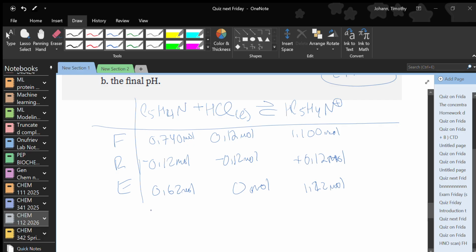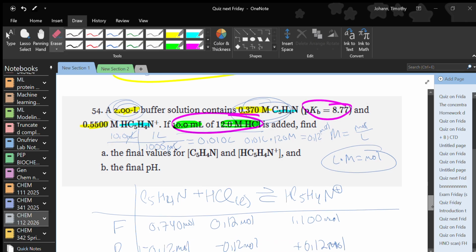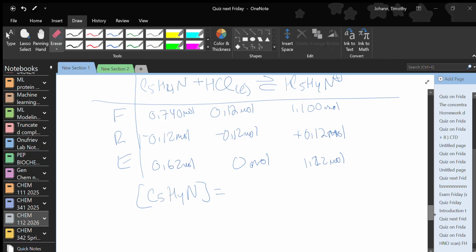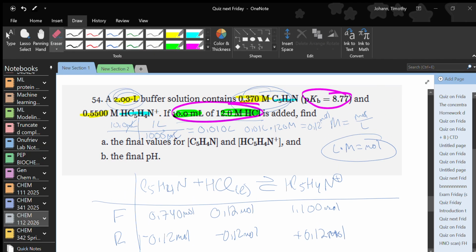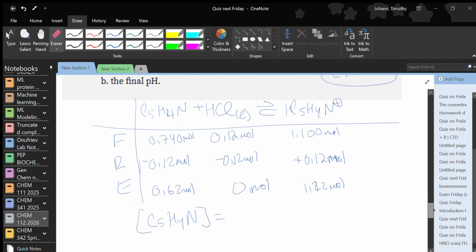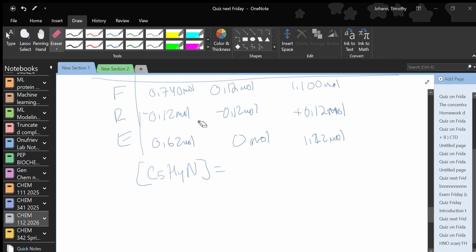So part of our answer is what's the concentration of C5H5N? And that's going to be equal 0.62 mole. Well, the concentration actually, we need to divide by, does it want the concentrations? Yes. Okay. We're going to have to divide by the volumes there. So the volumes actually do matter. What's my final volume here? It's 2 liters, and then I add another 0.01 to it, right? So 2.01. So my final concentration of my base here is 0.62 moles over 2.01 liters.